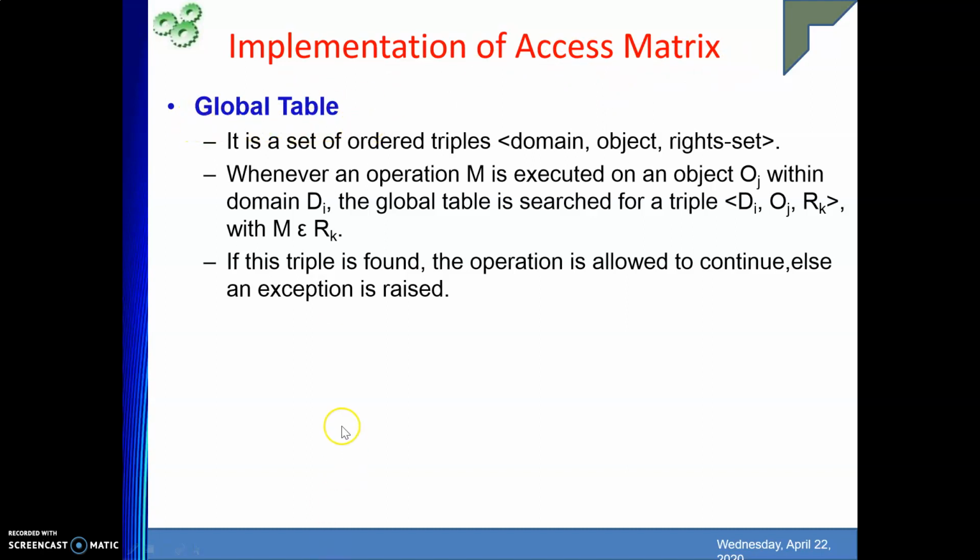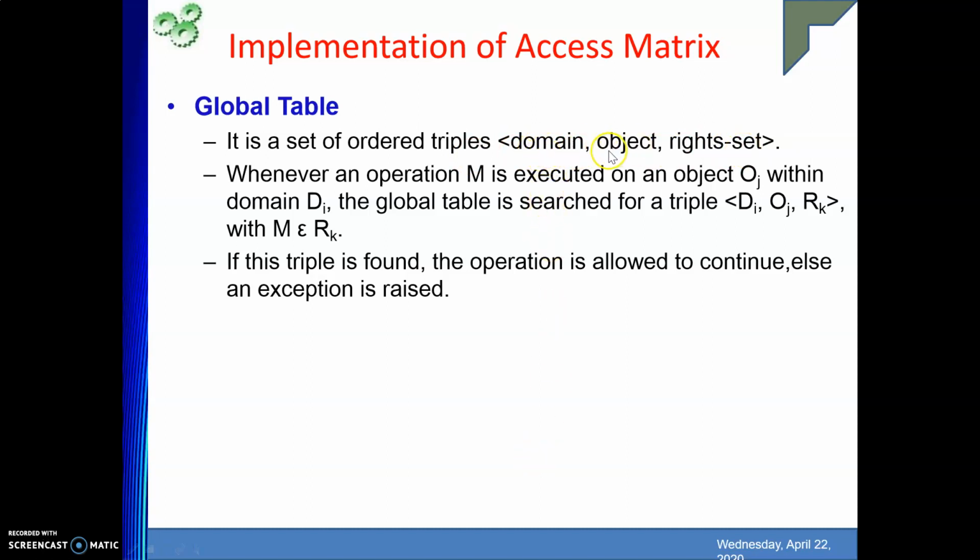So see, what is the access matrix? On the row side your domains are there, on the column side your objects are there and the entry is the various access rights. So what will the global table do? It is a set of ordered triples. It will store all three pieces of information: domain, object, rights set, right? So see, in the access matrix domain D1 is there, D2, D3 is there.